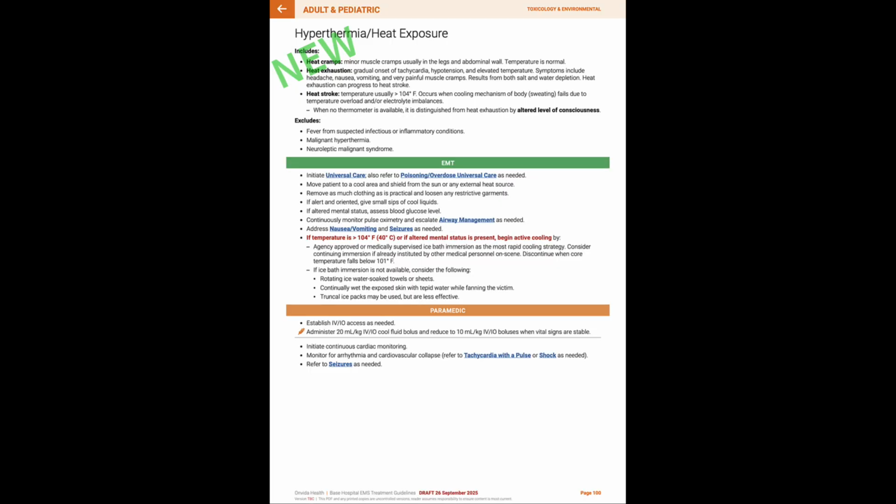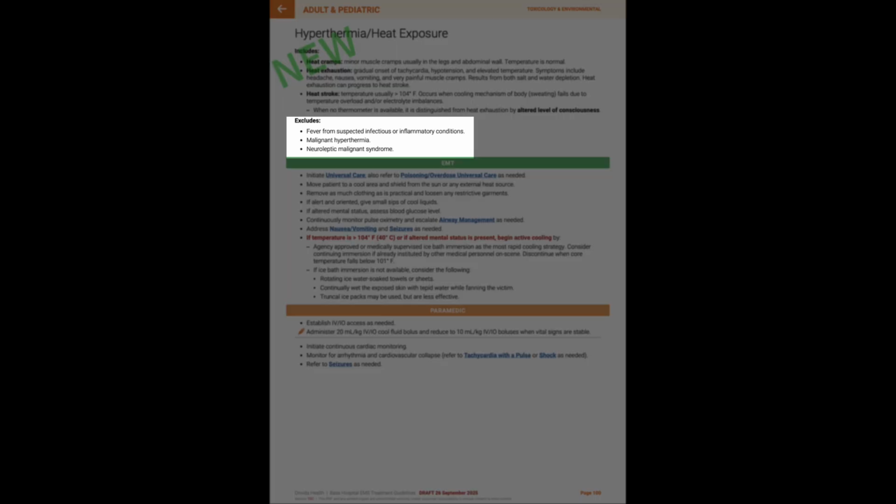This page also clarifies what isn't covered here. This is not a place for managing fever from infections, malignant hyperthermia, or neuroleptic malignant syndrome. Those are separate conditions with different treatment strategies. In particular, externally cooling patients with fever is not only not effective, but very unpleasant to the patient as well.